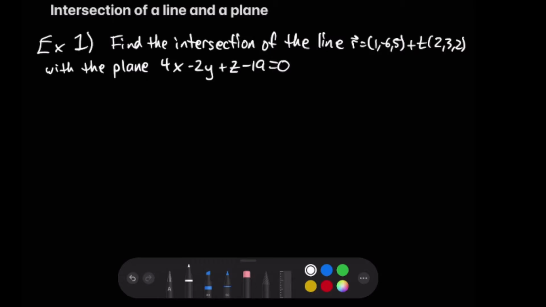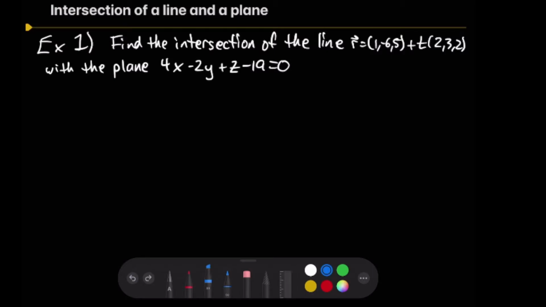Now that we've discussed the various ways that lines and planes can intersect, let's do some calculations and see how we actually find these things mathematically. In our first example, we are asked to find the intersection of the line r equals (1, -6, 5) plus t(2, 3, 2) with the plane 4x minus 2y plus z minus 19 equals 0.